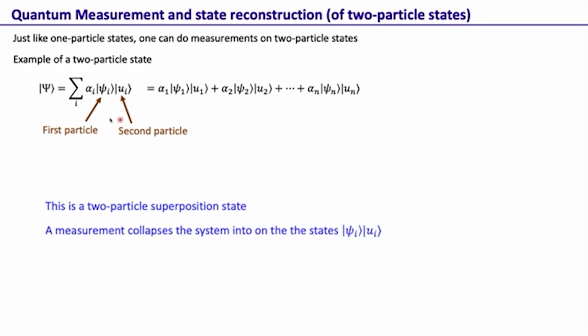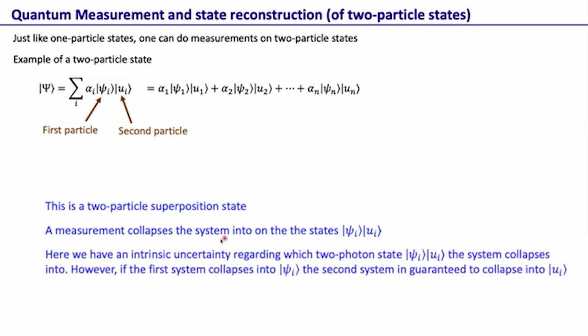Now if we do a measurement on this two particle system, just like in the one particle case, a measurement here collapses the system into one of the states in the superposition, so into one of the psi_i u_i. So just like the one particle state, there is a complete, intrinsic uncertainty regarding which two particle state this system will collapse into after the measurement. If you make a measurement here, we may find the system is here, or here, or here. It is complete uncertainty, the same as we have for the one particle case.